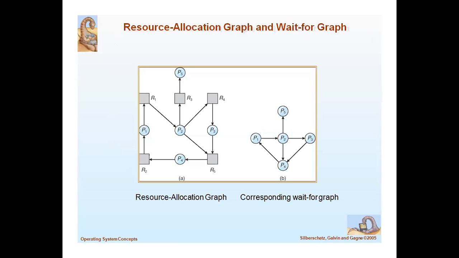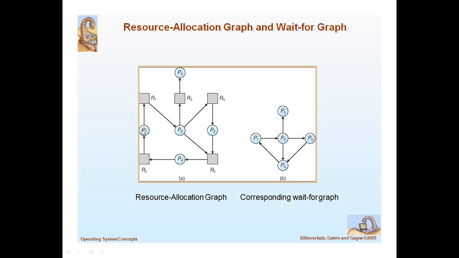Two diagrams are there. What is the difference between the resource allocation graph and the corresponding wait for graph? We draw the wait for graph. See, the resource allocation graph contains both nodes: processes and resources. But in the wait for graph, only processes are vertices. So nodes are only processes. I will explain how it is constructed from this diagram.